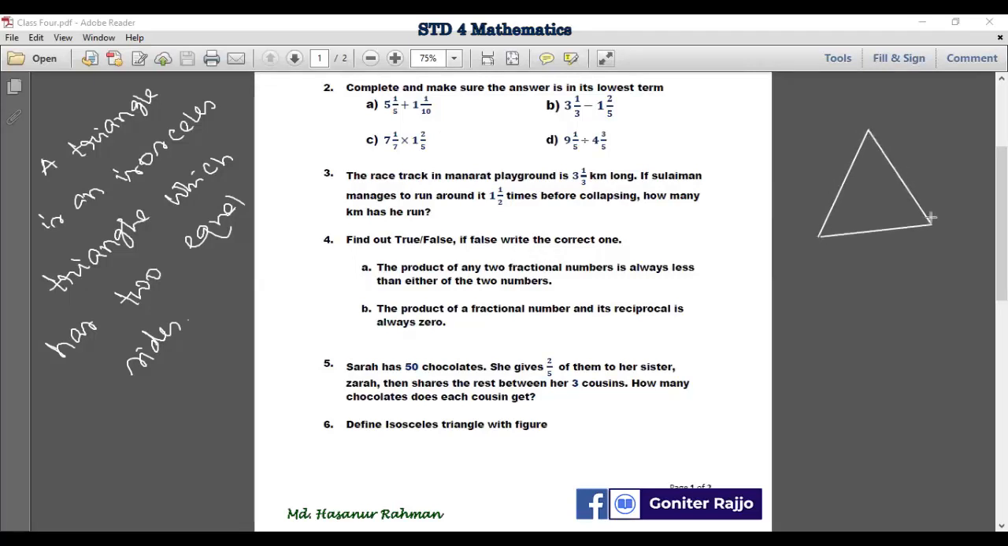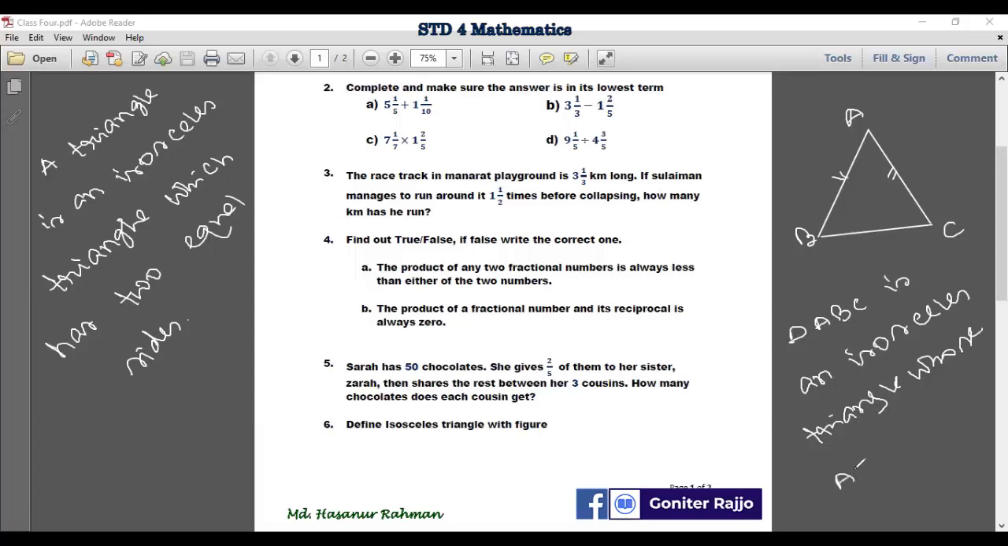So we can say this ABC is an isosceles triangle whose AB equals AC. So you can write, triangle ABC is an isosceles triangle whose AB equals AC. That means two sides are equal. The interesting thing is that this angle B and this angle C should be the same.